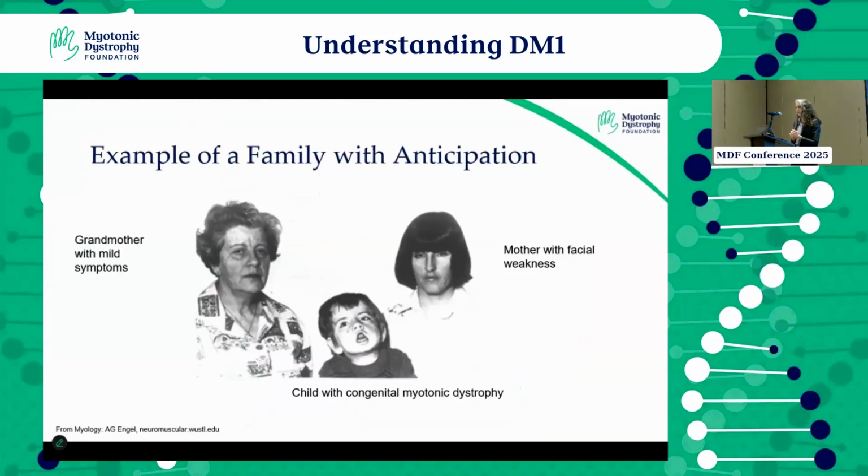So this is a photo from Andy Engel's myology book, and it's describing anticipation within a family. So the grandmother has mild symptoms. The mother, you can see in the photo, has some facial weakness, and the child looks like they have facial weakness and maybe having some trouble holding their neck up, so maybe some neck weakness, and they have congenital myotonic dystrophy. These are not the repeat sizes from this photo. I just use these as examples, but the grandmother could have 82 repeats. The mother could have 500. The child could have more than 1,000, just to give you an example of what that might look like in a family.